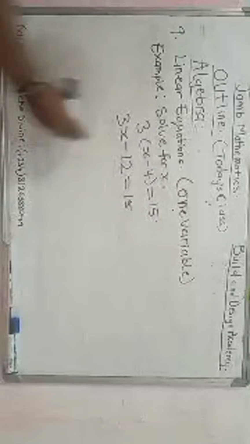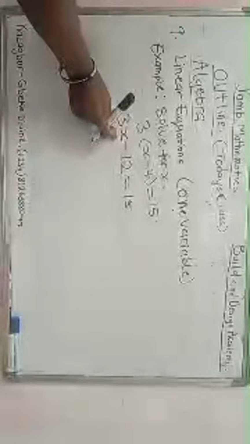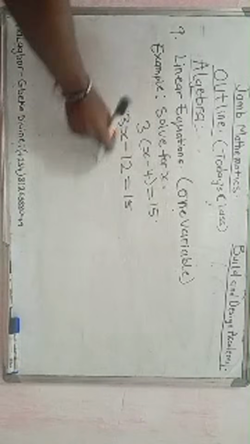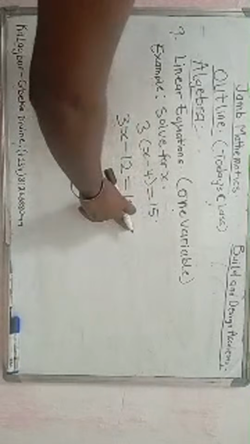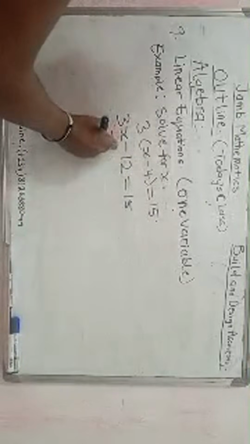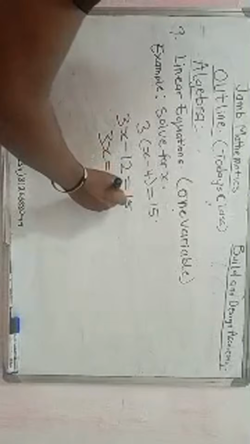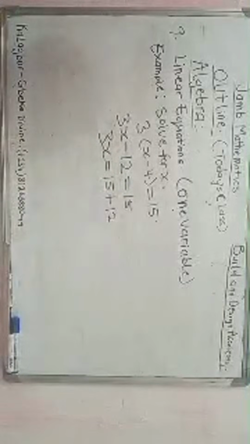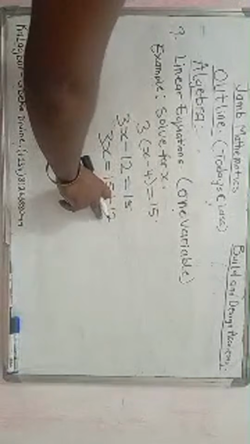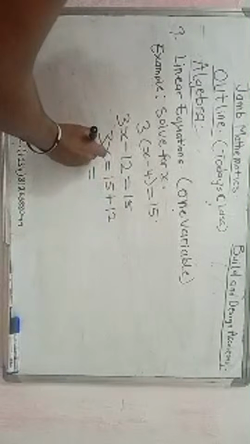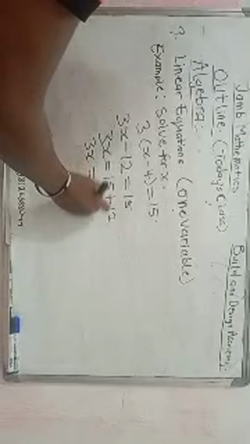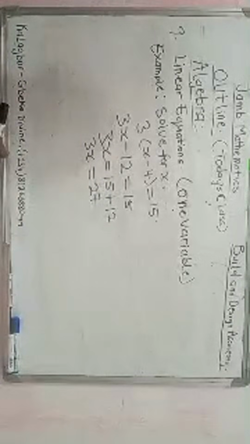The next step, we are trying to isolate x to be on its own, so we can get the value for x. So we take minus 12 to the other side. If you're taking minus to the other side, it becomes positive. So we have 3x equals 15 plus 12. 12 has gone to this side and changed to positive. So we now have 15 plus 12, which gives us 3x equals 27.